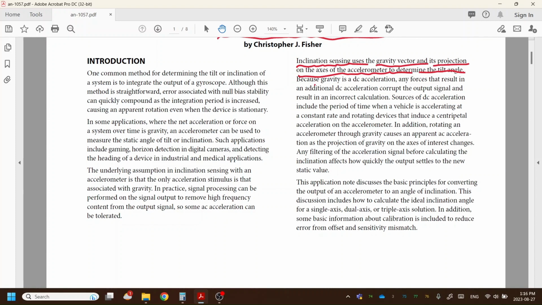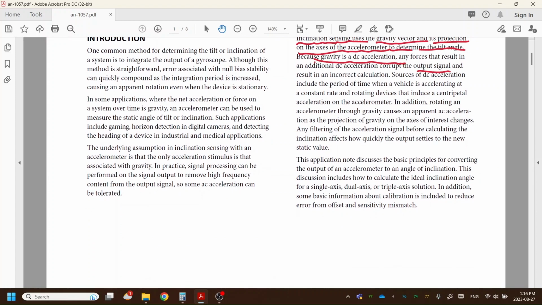And as gravity is a DC acceleration, any force that results in a DC acceleration will distort or corrupt the output signals, because according to Albert Einstein's general relativity, we cannot tell the difference between gravity and a constant acceleration.